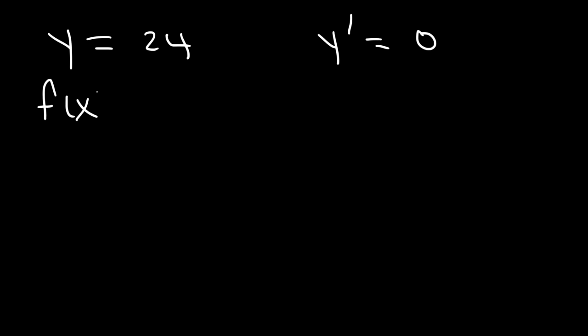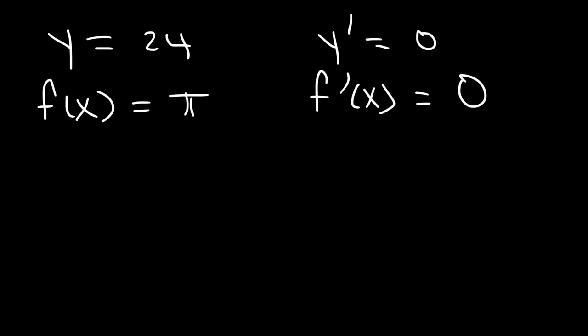Let's say if f of x is equal to pi. Pi is not a variable, it's a constant. So the derivative of that function, which is denoted f prime of x, that's going to be 0. Now, let's say if y was equal to e. E is a constant, so y prime will be 0.